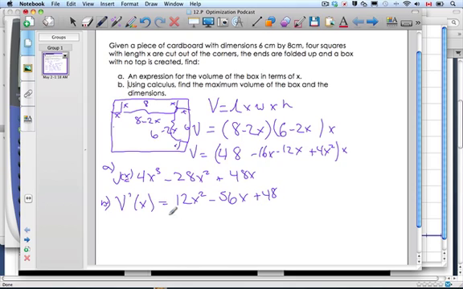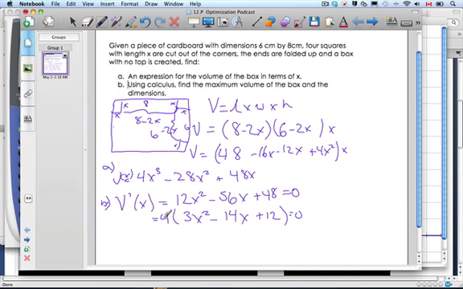Okay, so now if we want a maximum, we need to make this equal to 0 and solve that. That'll solve for our critical points. To make it easier, we could factor out a 4, and so it's 3x squared minus 14x plus 12 equal to 0.